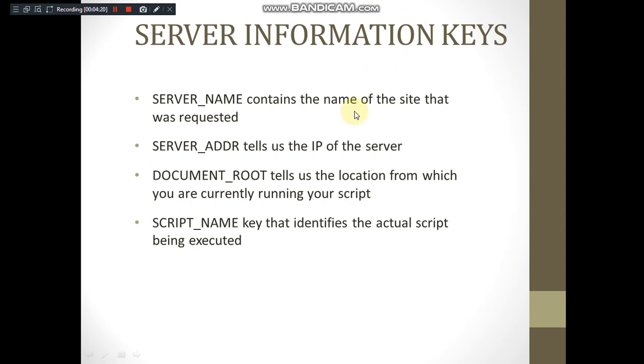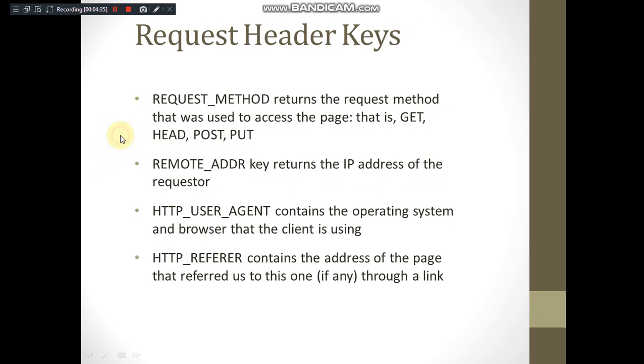Server name contains the name of the site that was requested. Server address tells the IP of the server. Document root tells the location from which we are running our script. Script name key identifies the actual script which is getting executed. Request method returns the request method.